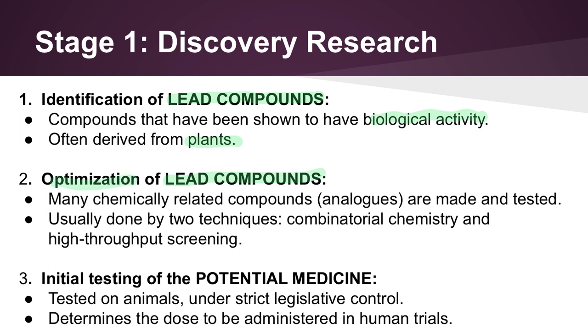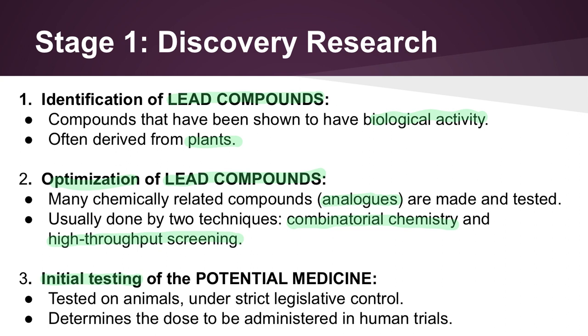And so basically, we'll take the compound and we'll create many chemically related compounds. They're called analogs, and they're made and tested, usually done through a couple of techniques. It's called combinatorial chemistry. So they're just combining different, say, functional groups on these different compounds, and then they're doing some high throughput screening. So this is usually done with various different robotics, and it's all very automated. And then we'll do initial testing of the potential medicine.